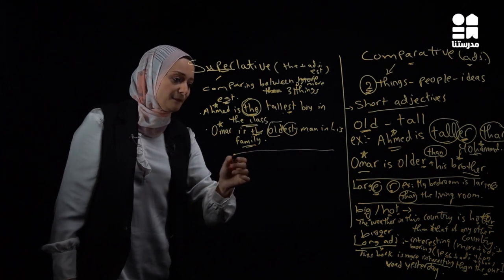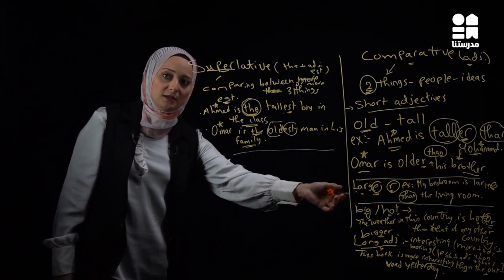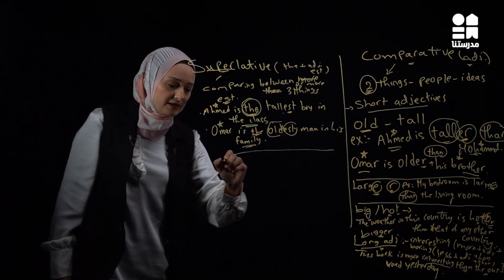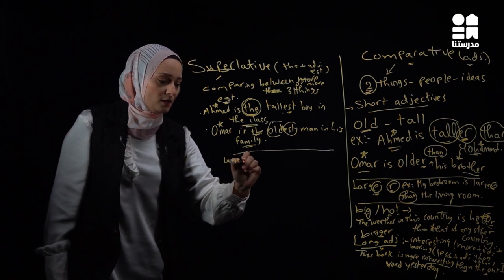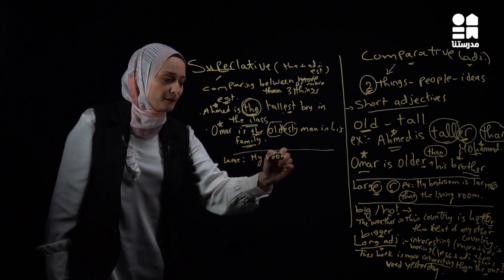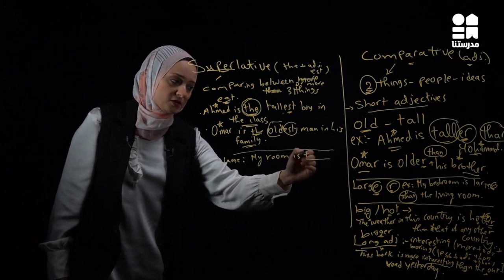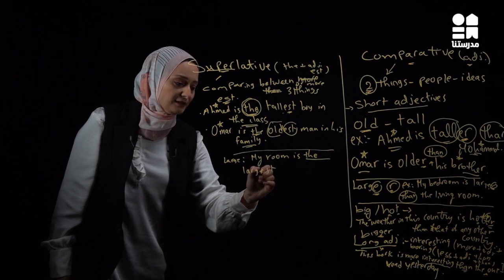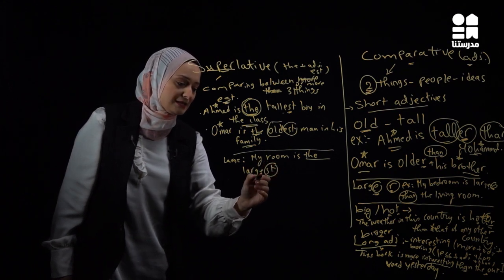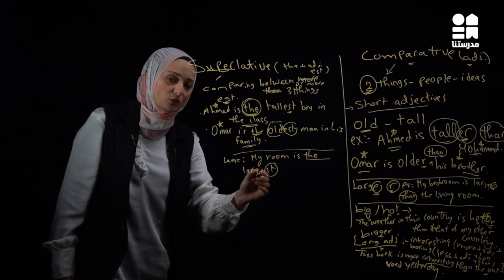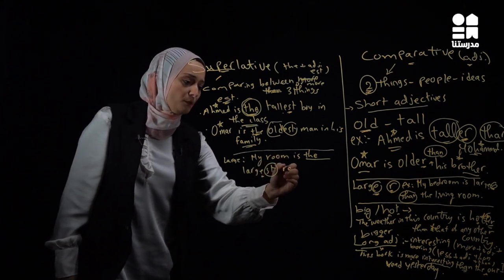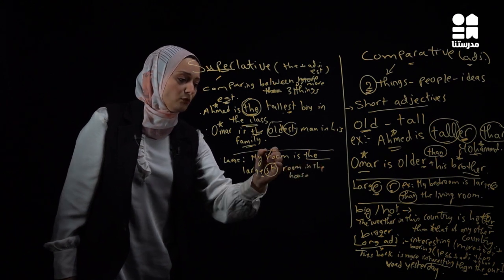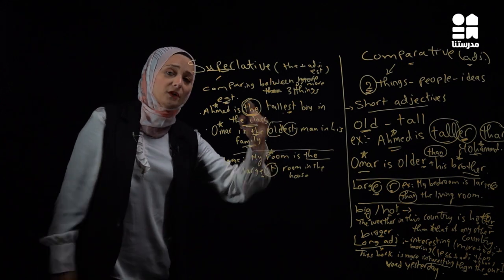طيب لو أنا عندي الادجكتيف آخره E، هل هرجع أزود E تاني؟ لا. We do the same thing. We stick to the same rule. So if I say large, I can say my room is, who can tell me? First I say the and largest. I don't add another E. I add only st because the E is already there. ال E موجودة. My room is the largest room in the house. So here I'm comparing between my room, أوضتي, and all the other rooms in the house.